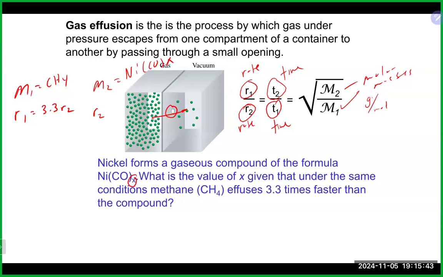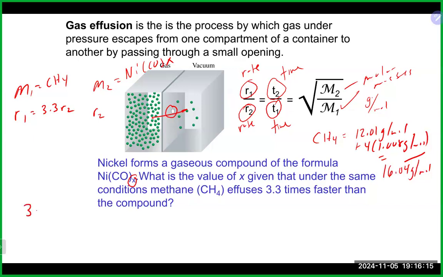So we can get the molar mass of methane to help us out here, and that's going to be 12.01 plus 4 times 1.008. So we'll go 12.01 plus 4 times 1.008. That gives 16.04 grams per mole. Now we can put it into our equation.